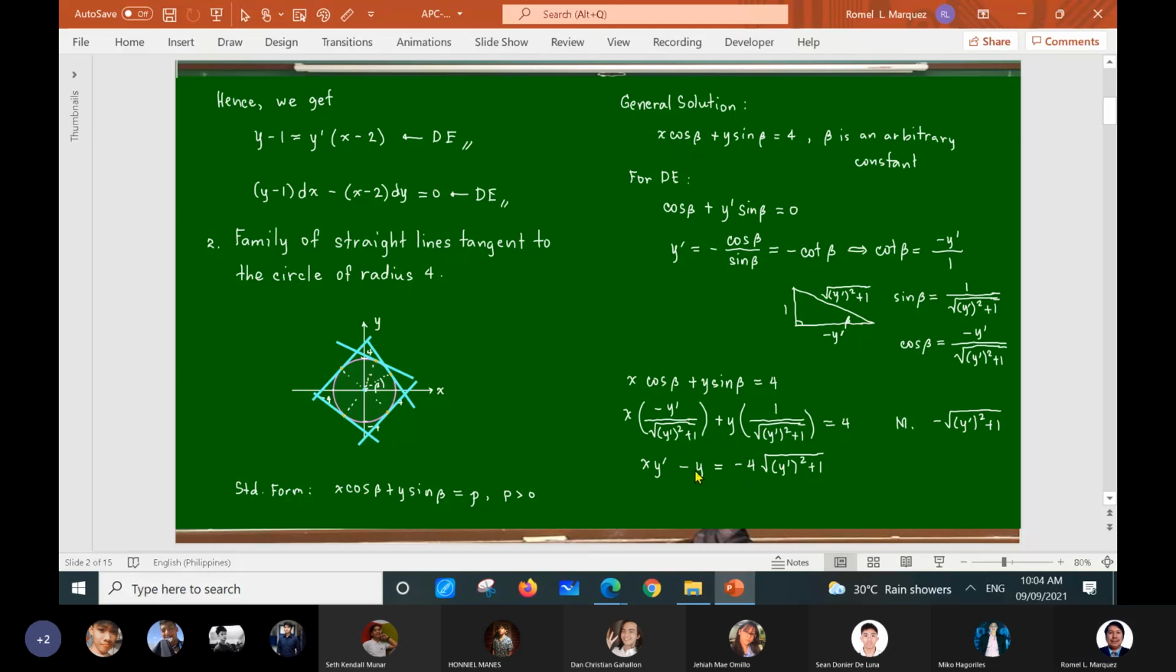Square each side. To simplify further, we get xy prime minus y, quantity squared, equals 16 times y prime quantity squared plus 1. This is it. The other form is possible, but this format is better. So this is the DE.